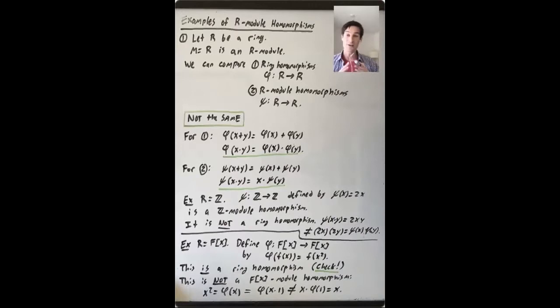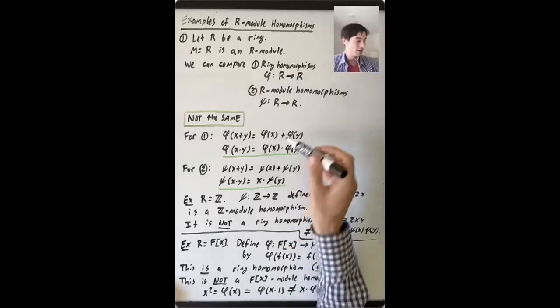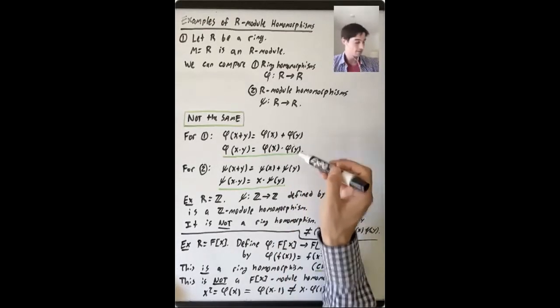Let's give a different kind of example. Let's say R is F[x], and we can define this function phi, which takes F[x] to itself by taking a polynomial f of x to f of x squared. So every time you see the variable x, you'll just substitute in x squared. This is a ring homomorphism. And you should check this. You should really check that this is true by checking each of these properties.